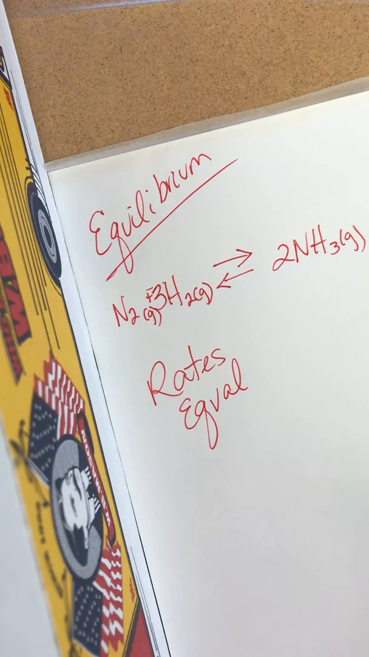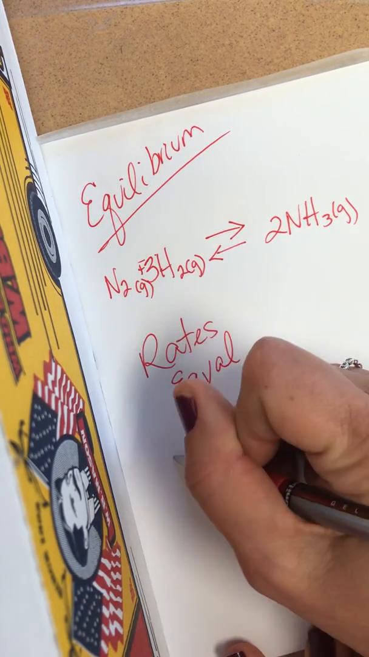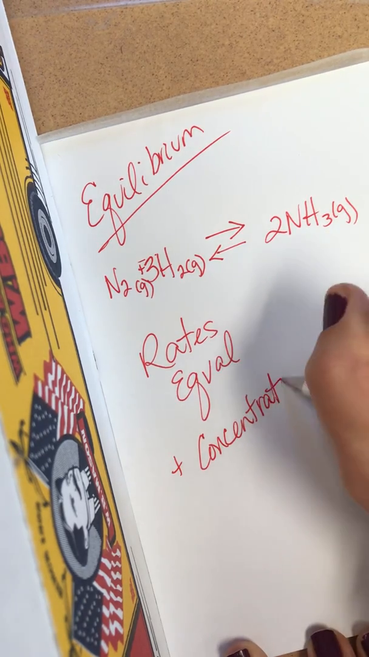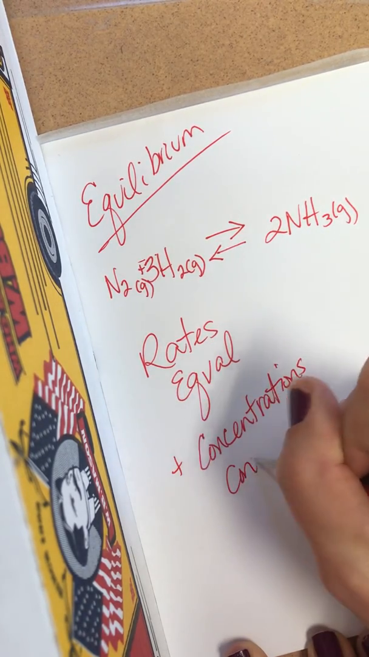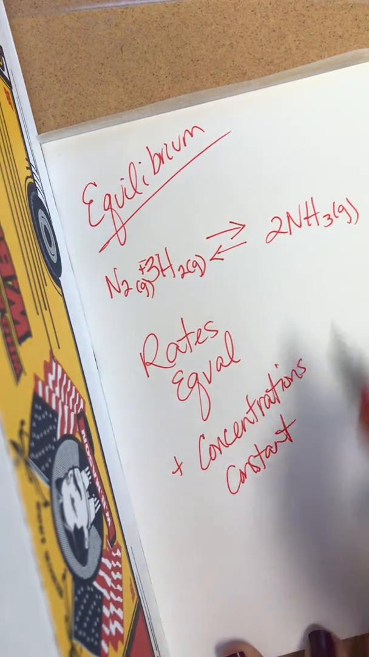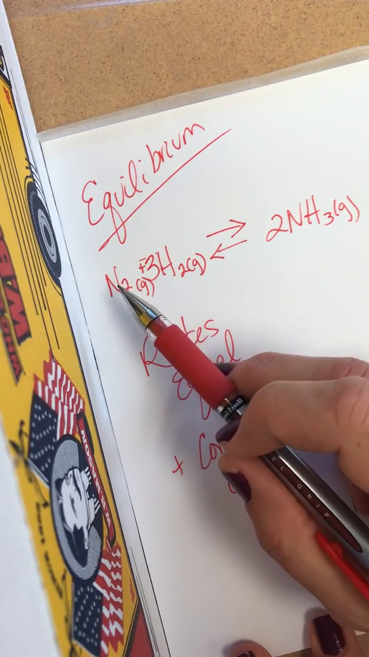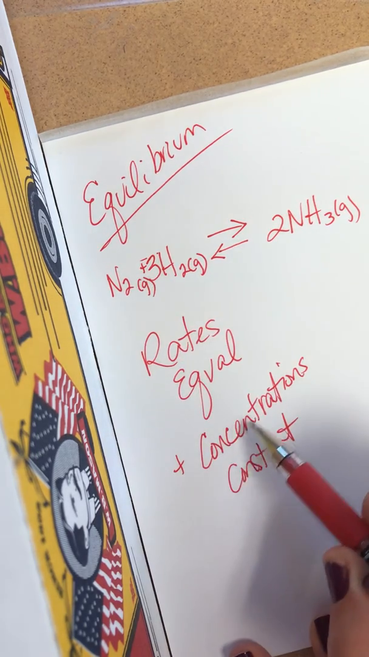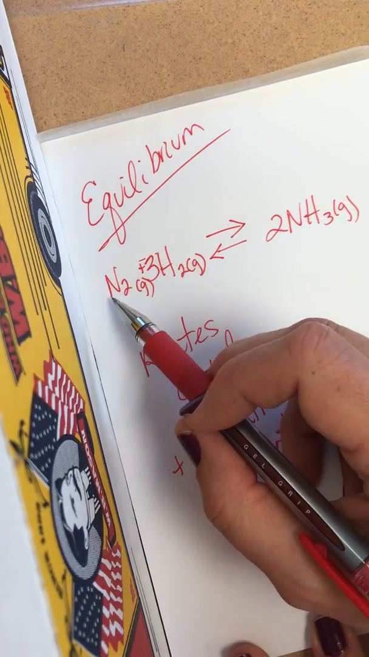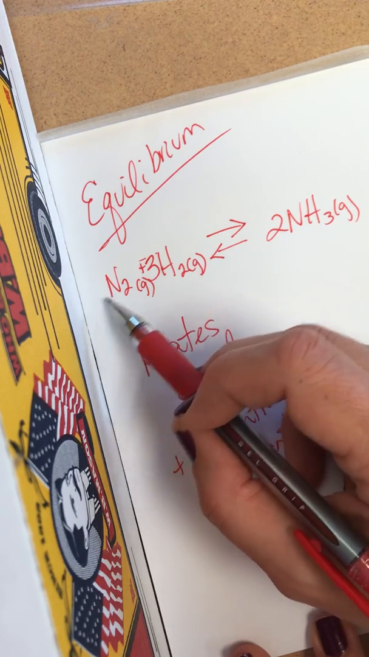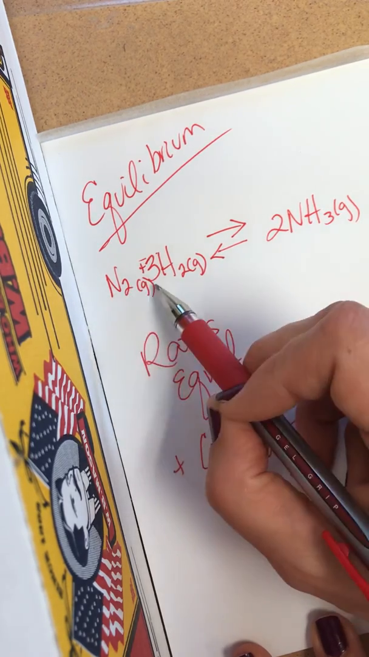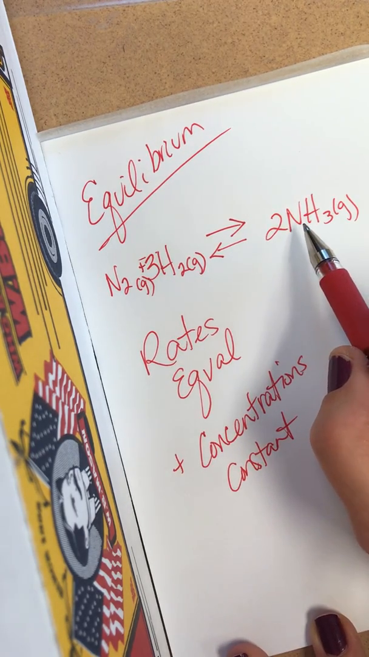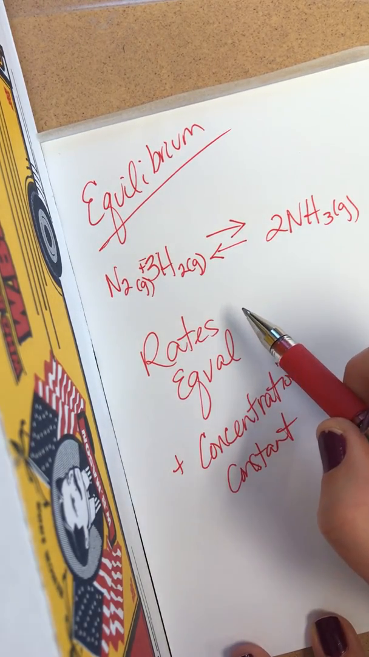If it is at equilibrium, my rates are equal and my concentrations are constant. So let's talk about that for a minute. Concentrations constant means the amount of nitrogen and the amount of hydrogen are not equal. So I cannot say my concentrations are equal, but they are staying constant, meaning I constantly need 1 mole of these for every 3 moles of this in order to make 2 moles of this product. So that's what I mean by constant.